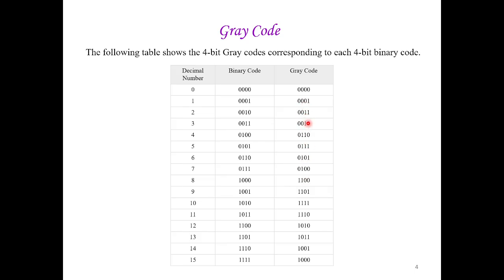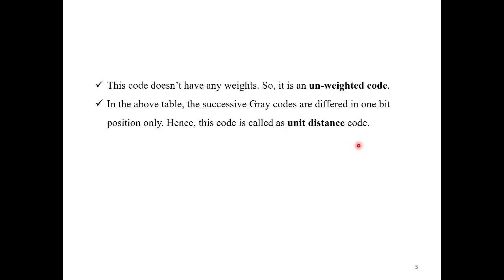So this is actually a non-weighted code. Each and every code differs by 1 bit position, that is a gray code. Here we need to convert gray to binary and binary to gray. How to convert gray to binary and binary to gray, we'll see. This code doesn't have any weight, so we can call it an unweighted code. In the above table, successive gray codes differ in 1 bit position, so we can call this code a unit distance code. Gray code is a unit distance code.